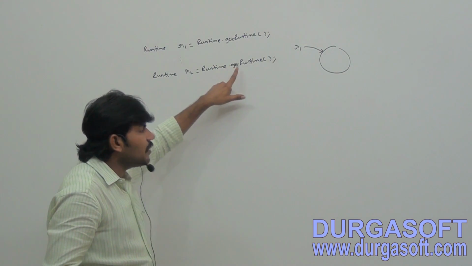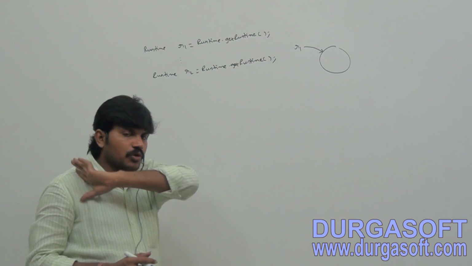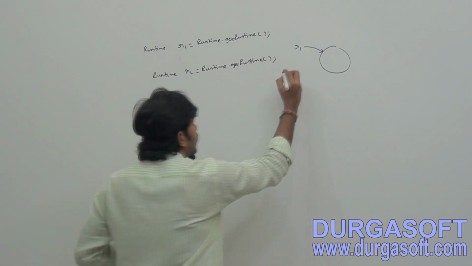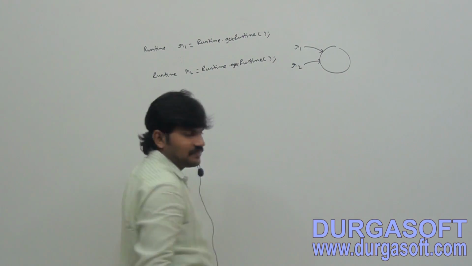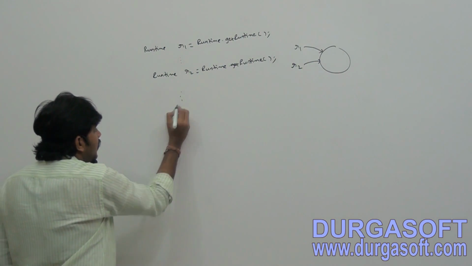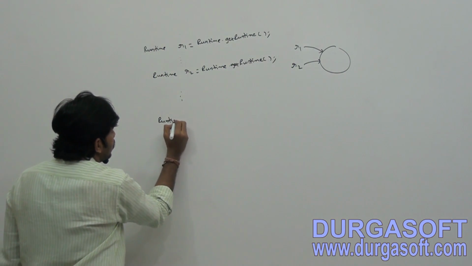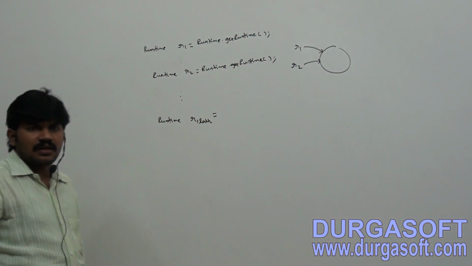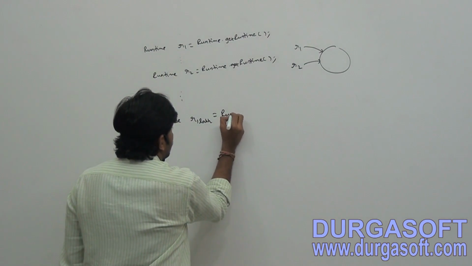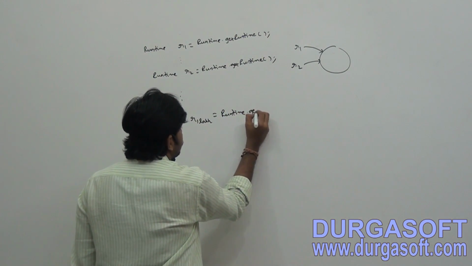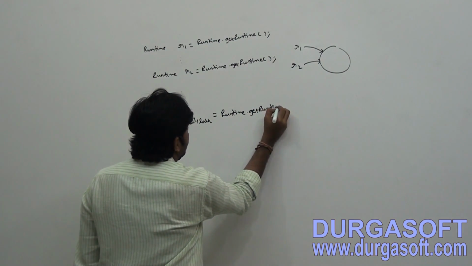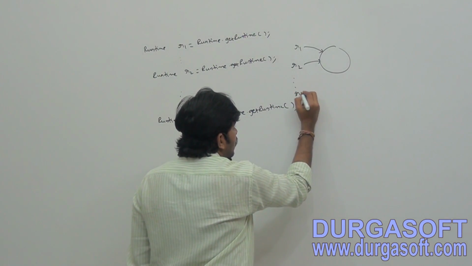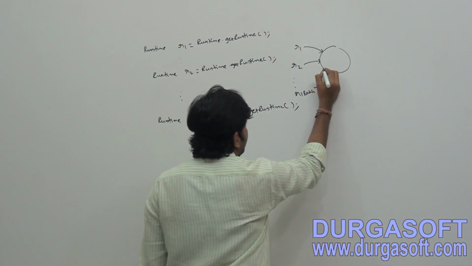The runtime dot getRuntime method won't create a new object. It is always going to return the existing object. That's why the R2 person is also getting the same one. Runtime R1 lakh is equal to runtime dot getRuntime. Okay, like this.